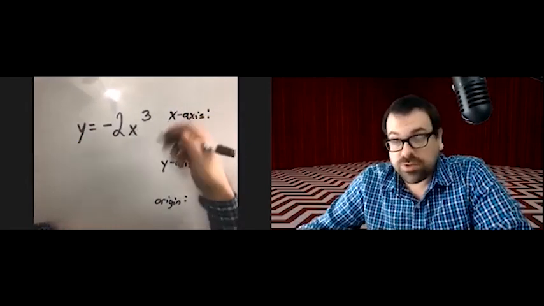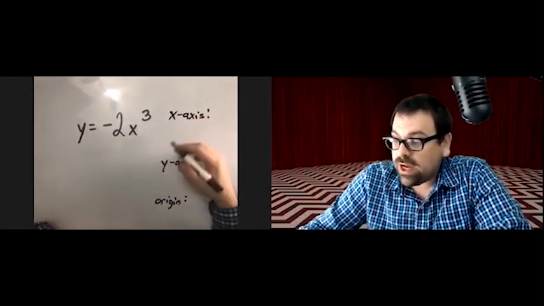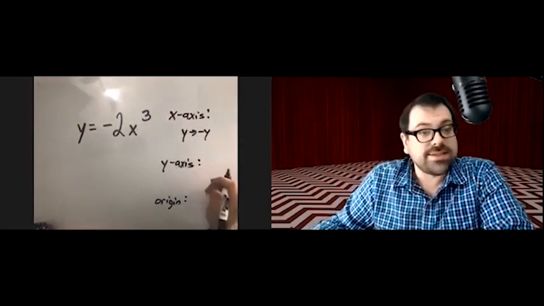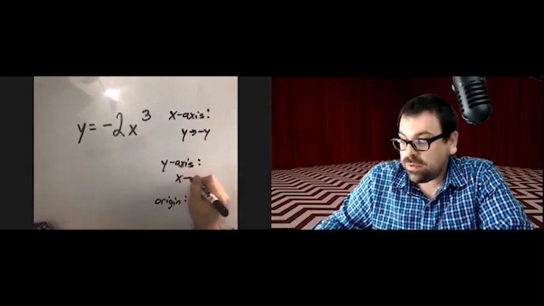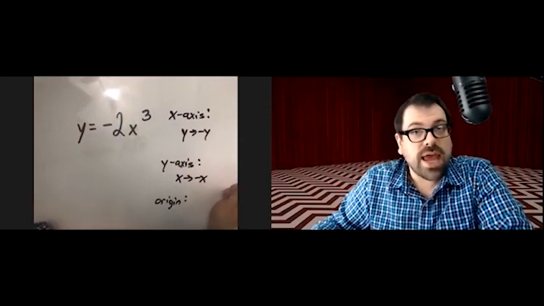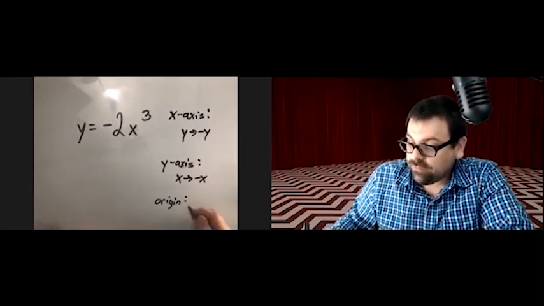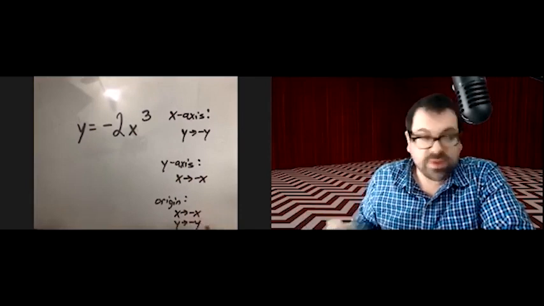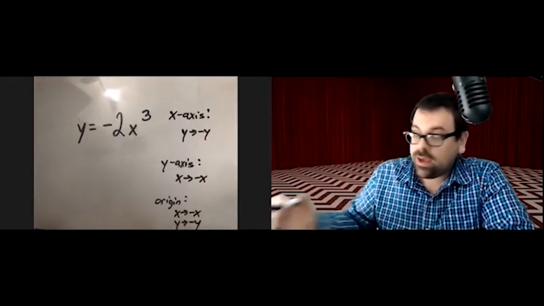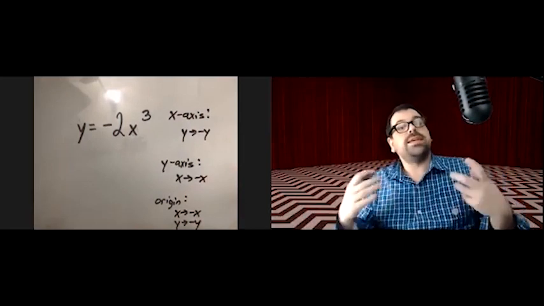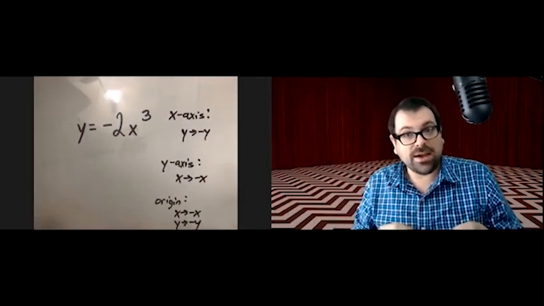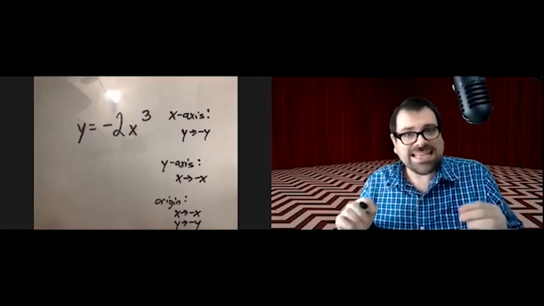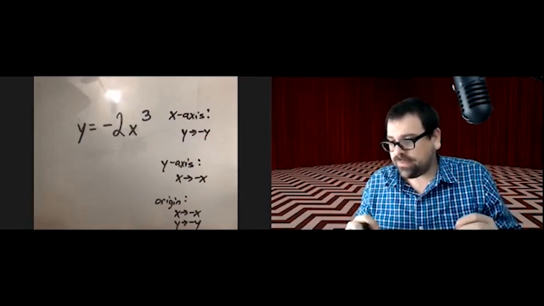For x-axis symmetry, what do we do? We replace y with negative y. For y-axis symmetry, what do we do? We replace x with negative x. For origin symmetry, what do we do? We replace them both with the negatives. And after we do the replacement, we want to see if we can solve and get the original back. If we can get the original back, that means they're the same. That means it has that type of symmetry.